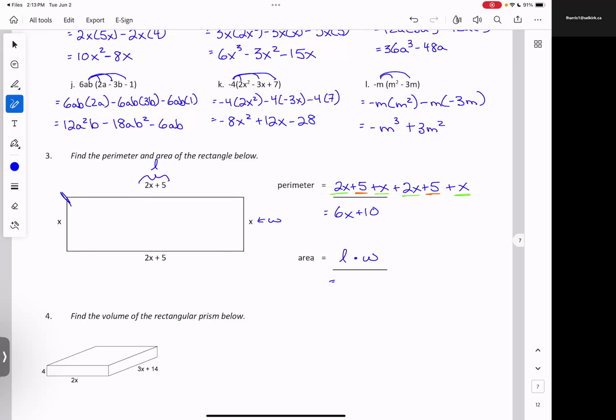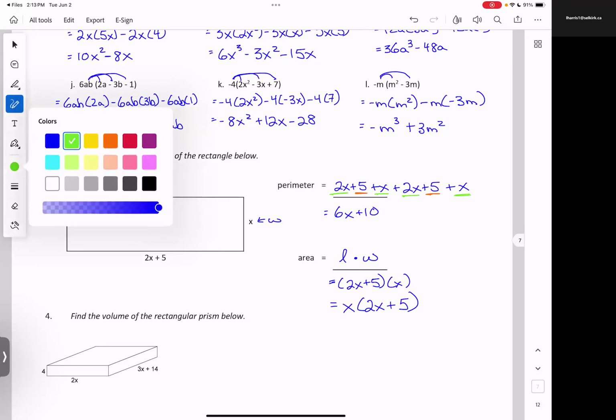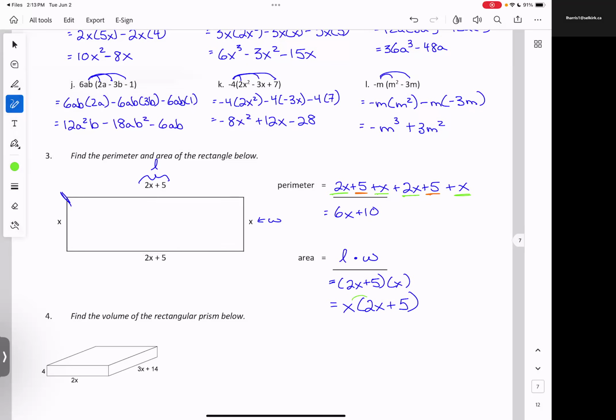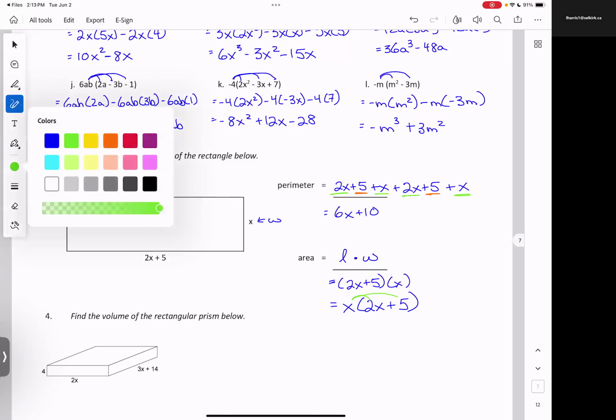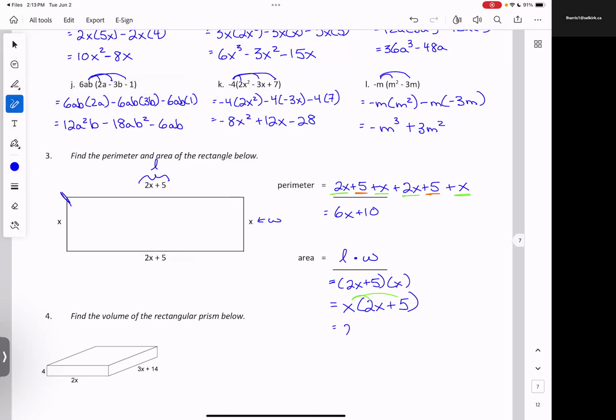So that's going to be 2x plus 5 times x. And I'm just going to rearrange them because I find it easier to think of that way. Remember, it's multiplication, so I can do it in whatever order I want. So I'm just going to rearrange it like this. You don't necessarily have to, but it just makes it similar to the way we've done the last ones. So then we're going to distribute out this x. And so we get 2x squared plus 5x. So that would be your area.